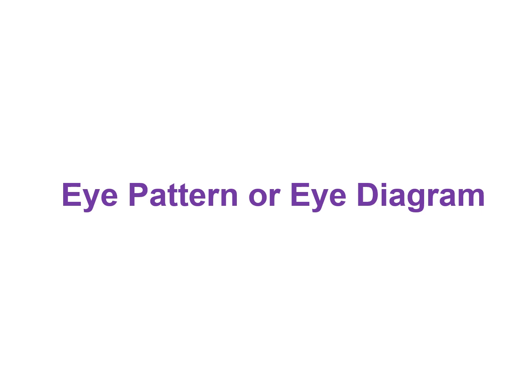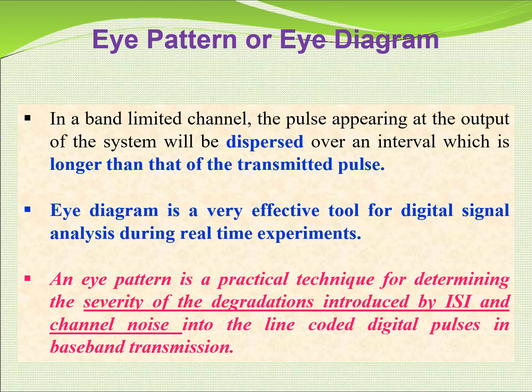Hello students, today I am going to explain an eye pattern, or an eye diagram. In a band-limited channel, the pulse appearing at the output of the system will be dispersed over an interval which is longer than that of the transmitted pulse. The eye diagram is a very effective tool for digital signal analysis during real-time experiments.